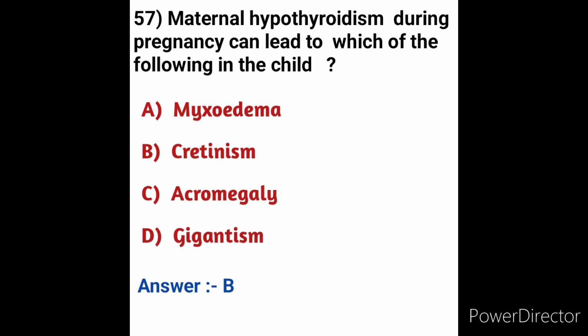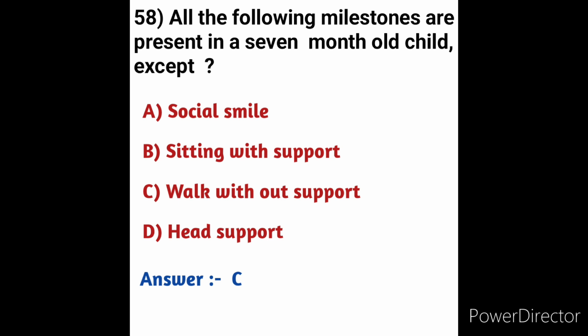Next, move on to question number 58. All the following milestones are present in a 7 months old child except option A, social smile. Option B, sitting with support. Option C, walk without support. Option D, head support. Here, a 7 months baby cannot walk without support. So option C is the correct answer.